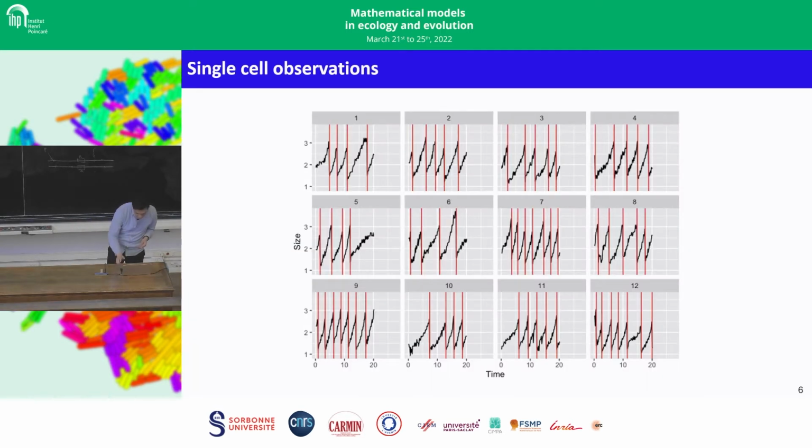So if you look at that, you have the sizes that we're going to pick like that, and then what I mark there in red is the division times. So we have that.